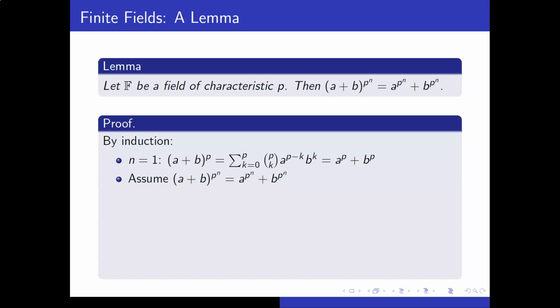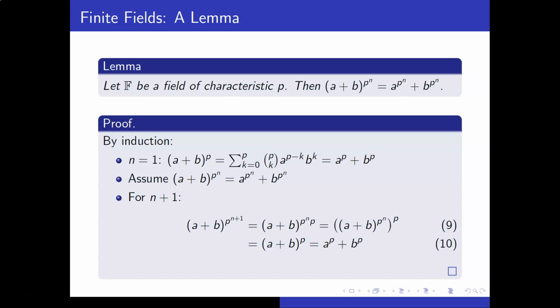I assume it true for n plus 1, it's just a matter of breaking it apart. So I take (a plus b) to the p to the n plus 1. This is (a plus b) raised to the p to the n, to the p. So I can use my exponential laws, turn that into that. I apply my induction hypothesis on the p to the n power. And that gets me (a plus b) to the p. And then I'm back into my first case, which is a to the p plus b to the p.